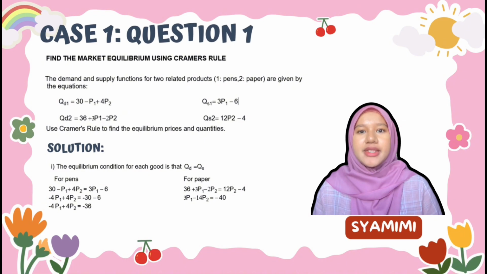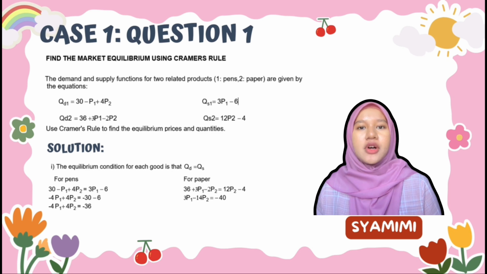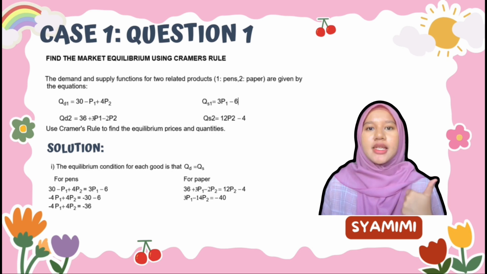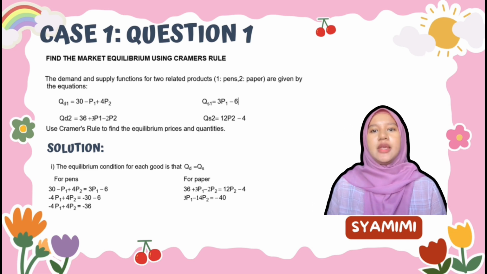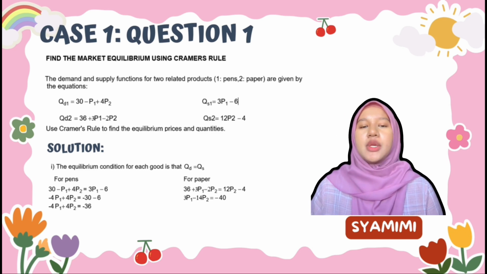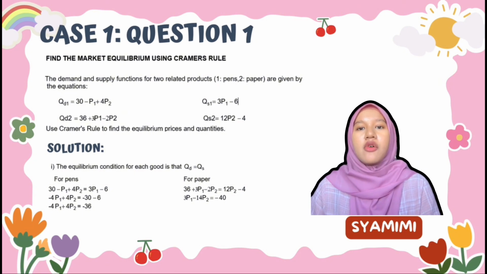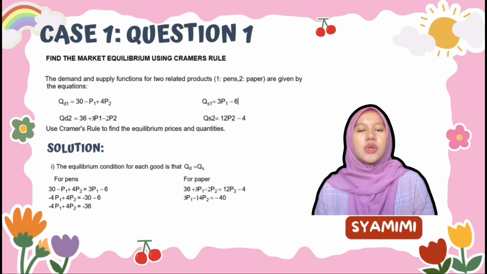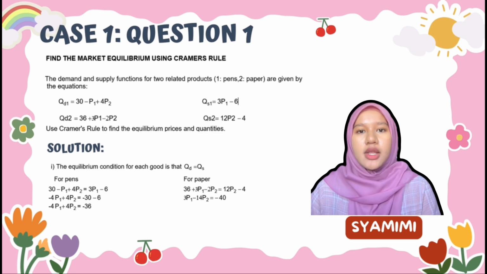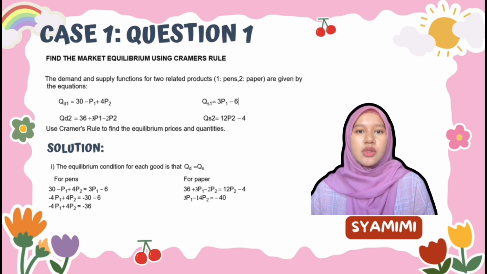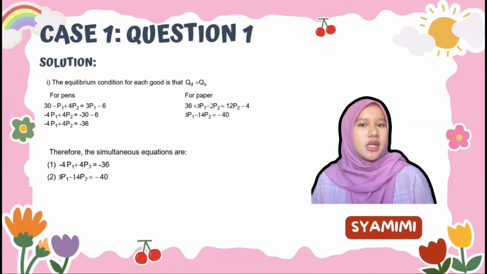Case study 1, find the market equilibrium using Cramer's Rule. The question gives the demand and supply functions for two related products. First is pen and second is paper, and we need to use Cramer's Rule to find the equilibrium prices and quantities. First, we will use the formula Q demand equal to Q supply, and we need to collect the P to the left, so we will get negative P1 plus P2 equal to negative 36. The same method goes for the paper, then we will get 3 P1 minus 40 P2 equal to negative 40. So we will take both equations as the reference when we use Cramer's Rule.